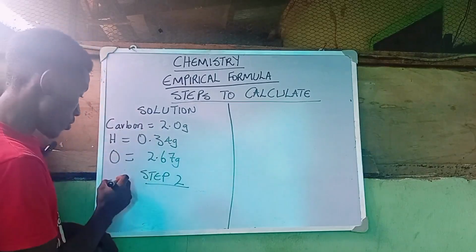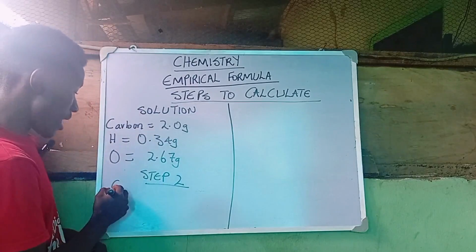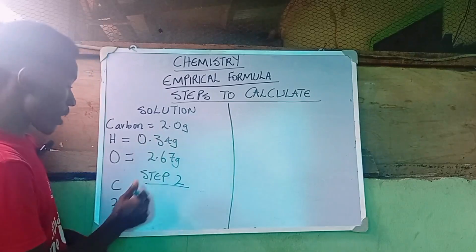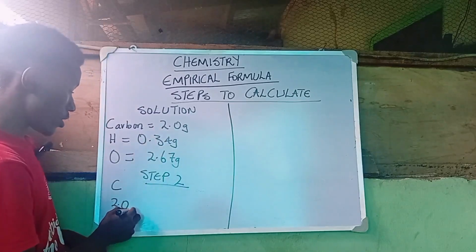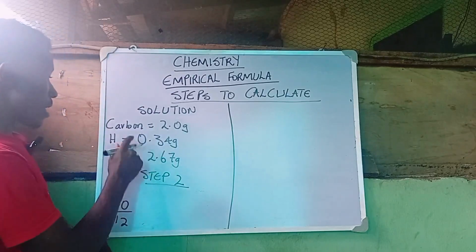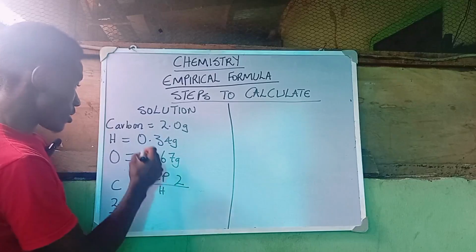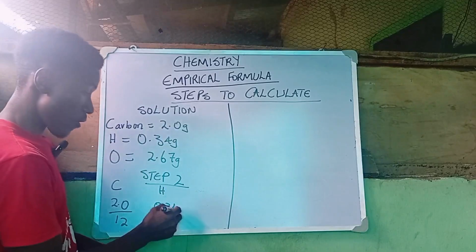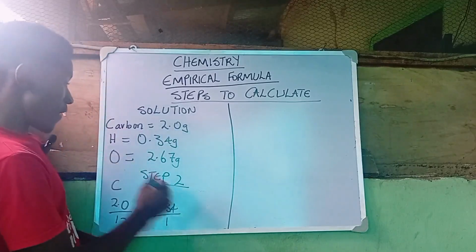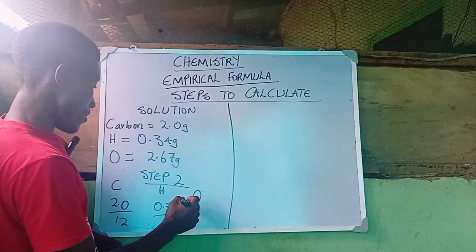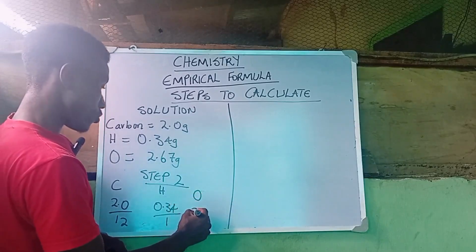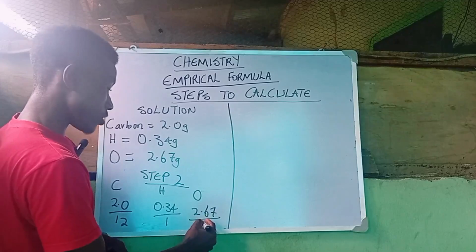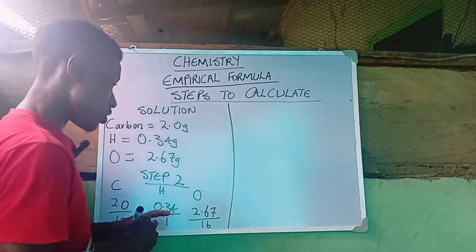So for carbon, we have 2.0, and we already know that the relative atomic mass of carbon is 12. For hydrogen, we have 0.34, and we already know that the relative atomic mass of hydrogen is 1. And for oxygen, we have 2.67 gram divided by the relative atomic mass of oxygen, which is 16. So that is just how it is.